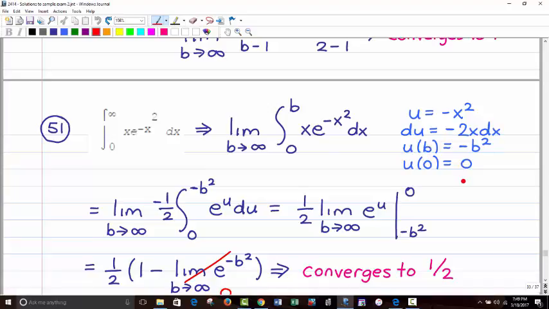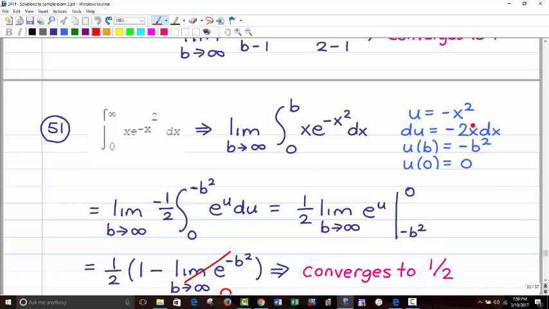I'm a big proponent of changing the limits of integration, because that way you never have to go back to the original variable again. So you put b in there, it's going to be negative b squared. Be careful, because only the x is being squared. You might be thinking it's going to be positive b squared, but it's not. It's the negative of b squared.